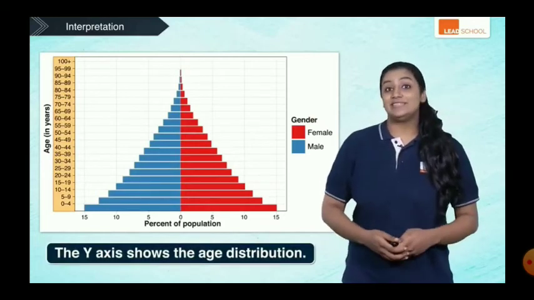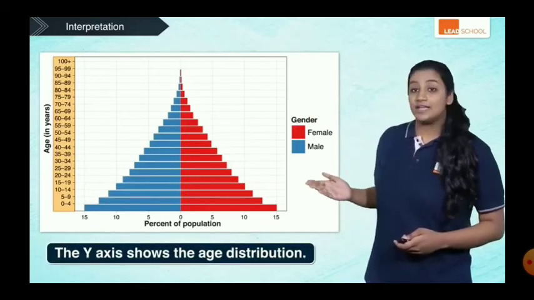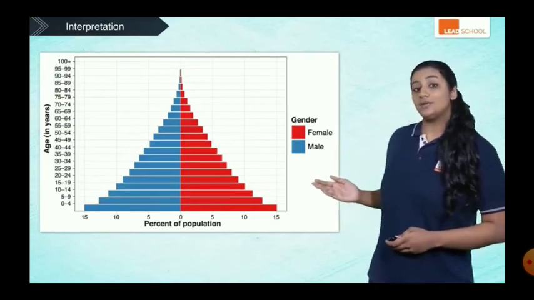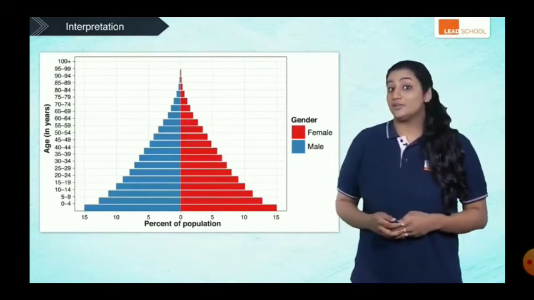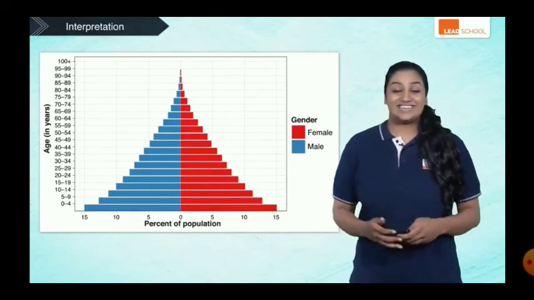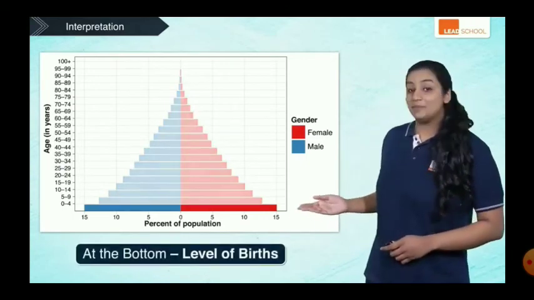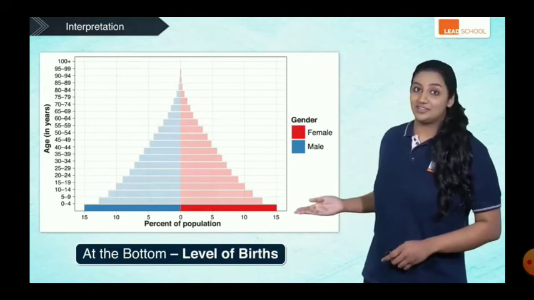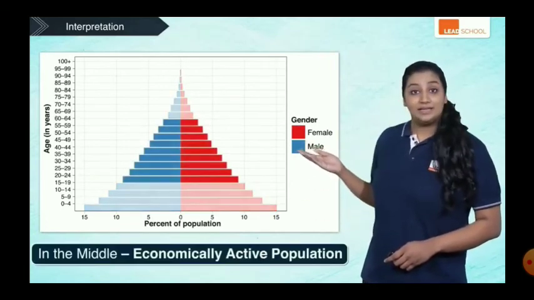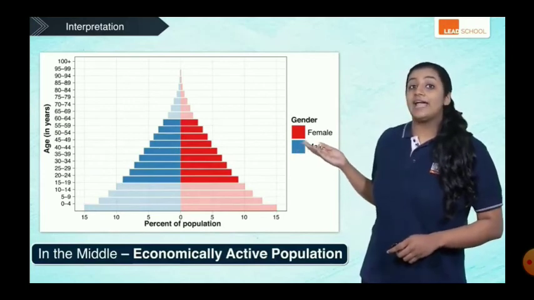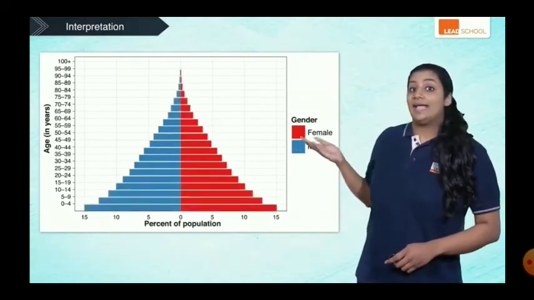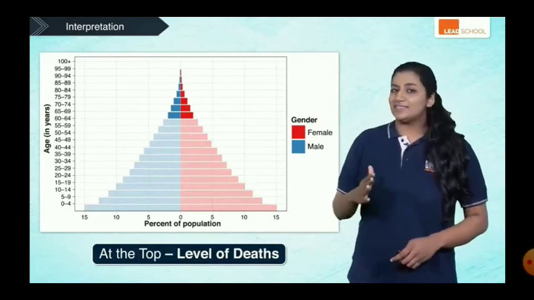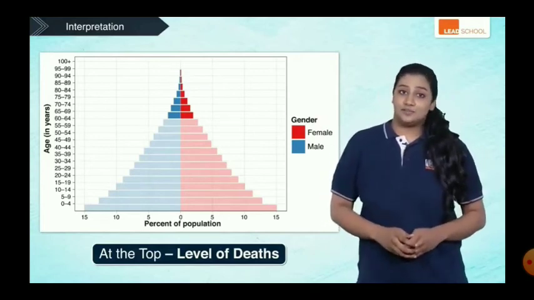We can see that it has been displayed in intervals of 0 to 4 years, 5 to 9 years, and so on. Now, looking at the pyramid, do you think you can tell what percentage of the population belongs to each age group? If not, let us understand how. The size of the pyramid at the bottom shows us the percentage of children and therefore the level of births in a country. The size of the pyramid in the middle tells us what percentage of people are economically active or able to work. And the size of the pyramid at the top shows us the percentage of aged people and gives us an idea of the number of deaths in the country.